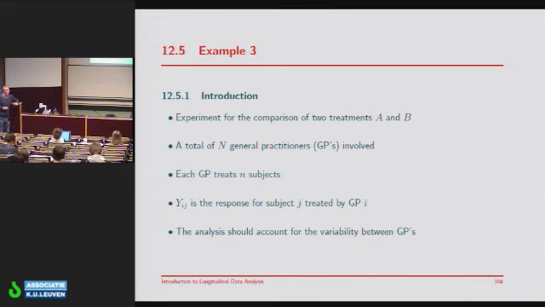We call them A and B. And you would have N, capital letter N, general practitioners, so doctors, who would treat their patients. And each doctor would treat small letter n subjects. That happens all the time, okay? Let Yij be the response for subject j treated by Dr. i. So you see, that's repeated measurements. Again, it's not longitudinal, but it's repeated measurements. Then the analysis definitely should account for the variability between the doctors.